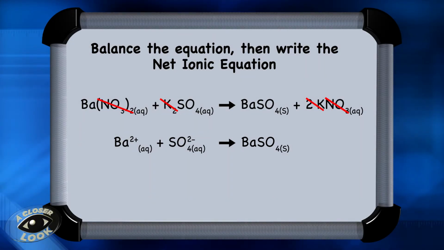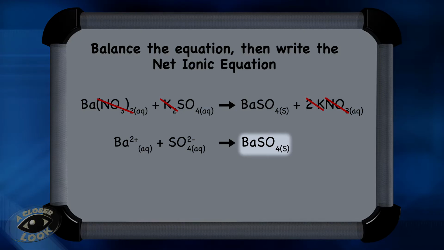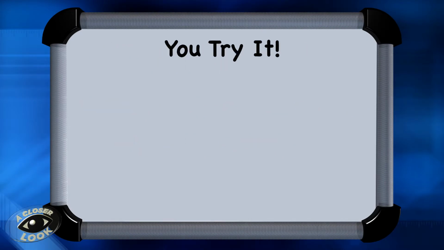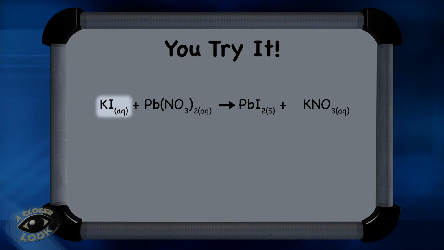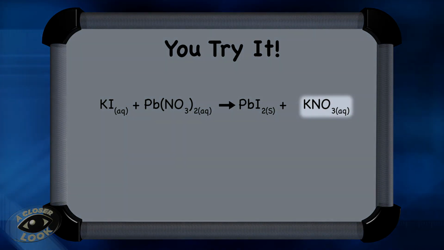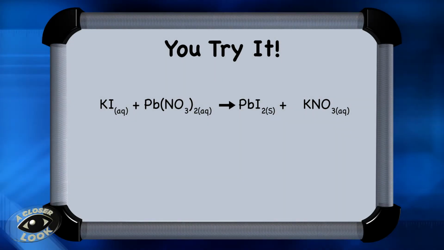So now we have our balanced net ionic equation. 1 aqueous barium ion plus 1 aqueous sulfate ion combining to form 1 unit of barium sulfate, which is the precipitate in this reaction. Here's one for you to try. Aqueous potassium iodide is added to aqueous lead-2 nitrate to produce lead-2 iodide and aqueous potassium nitrate. Go ahead and press pause, give it a try, and then press play to check your answer.